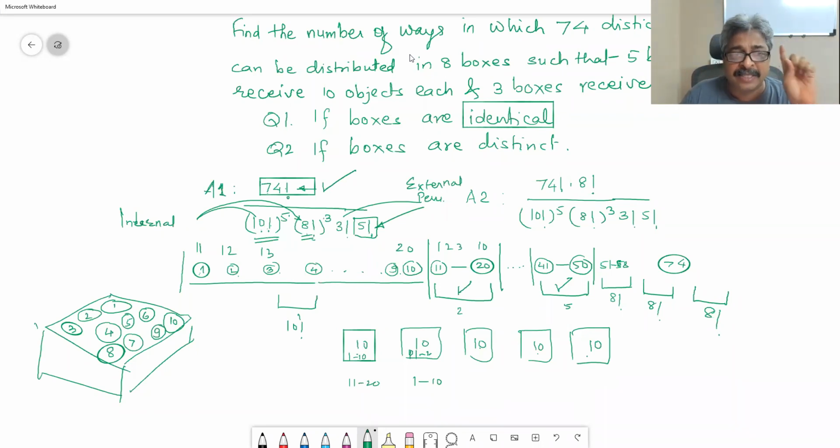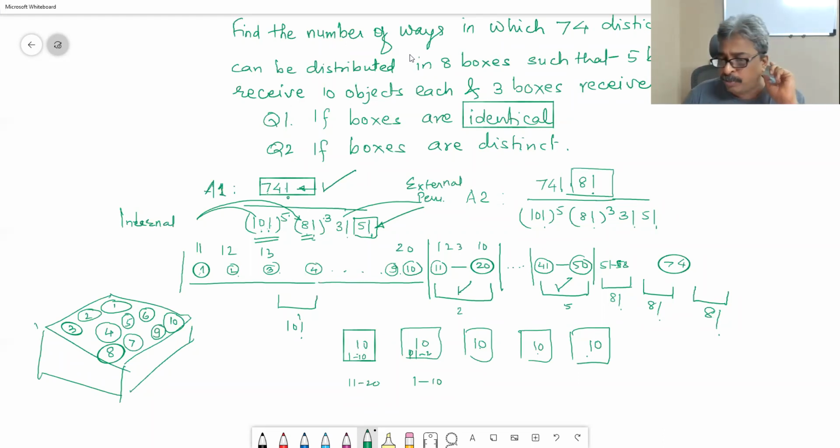But then that is too large an answer, because you are not considering that these 5 boxes can permute amongst themselves, which results in the same packing problem that was counted earlier. So if the boxes are identical, this is the way. And if you multiply it by 8 factorial, if the boxes are distinct, that is the second method.